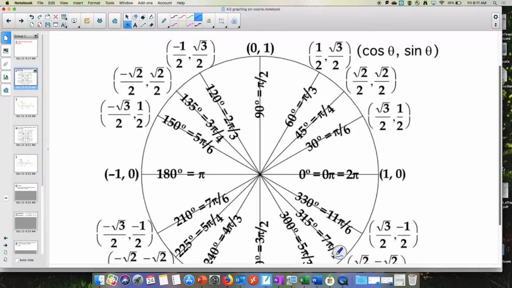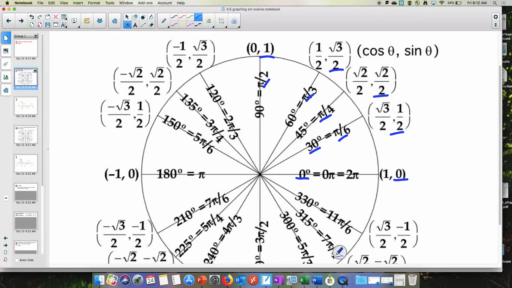When we rotate around the unit circle, the sine of 0 is 0. The sine of 30, or pi over 6, is 1/2. At pi over 4, it's radical 2 over 2. At pi over 3, it's radical 3 over 2. And at pi over 2, it's 1. The sine of pi over 2 is 1. So graphically, we would have a coordinate at pi over 2, 1.